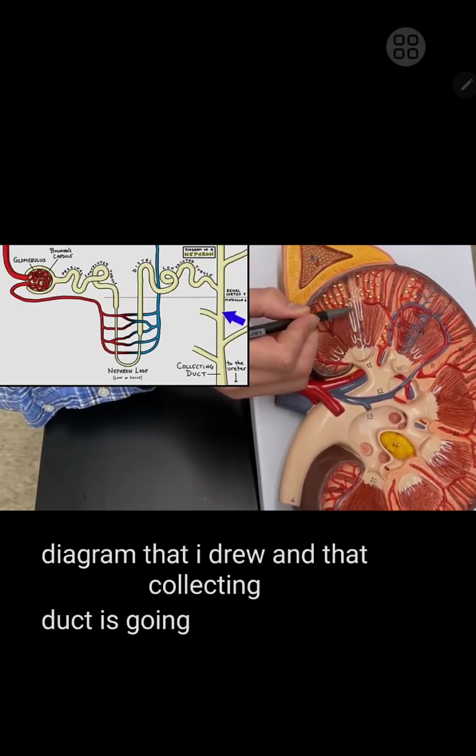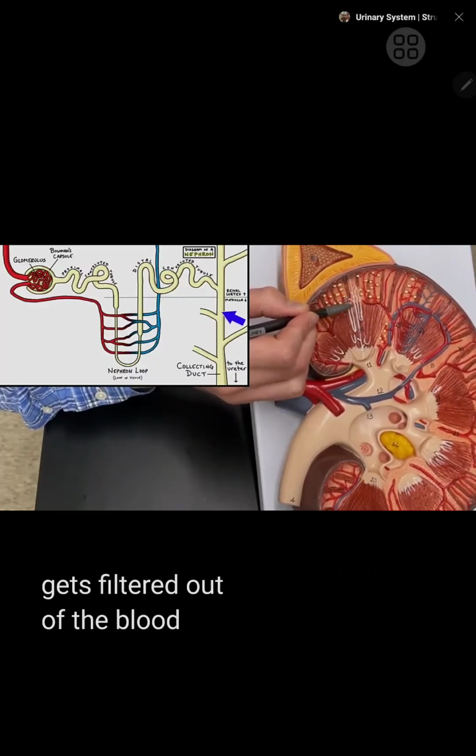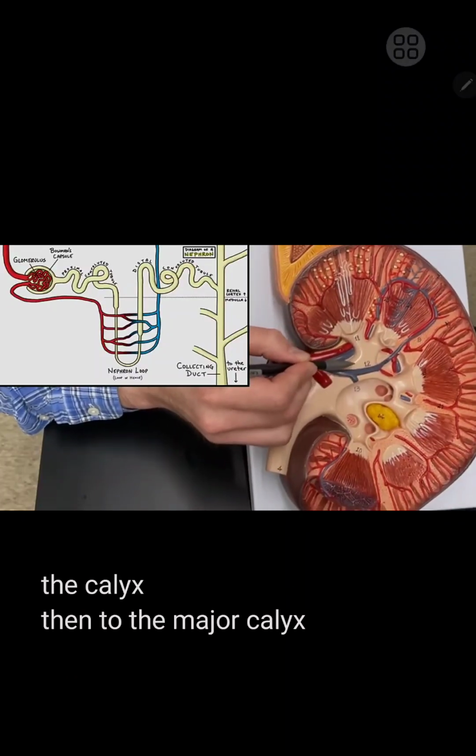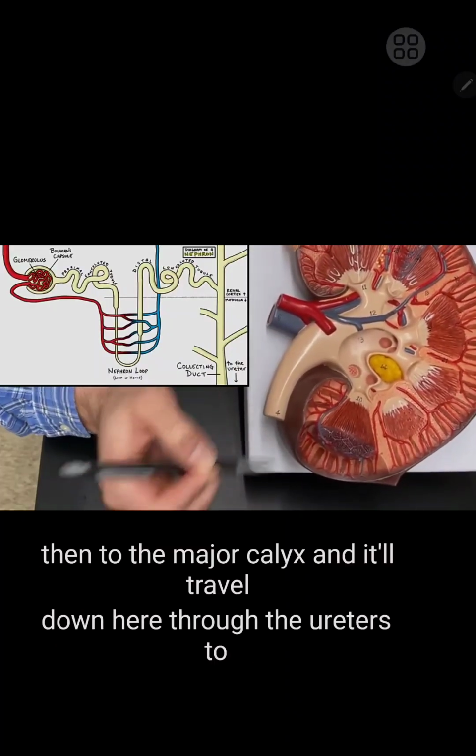drew. And that collecting duct is going to take the urine that gets filtered out of the blood. It's going to take it down to the bottom. It's going to enter into the calyx, then to the major calyx, and it'll travel down here through the ureters to get down to the bladder.